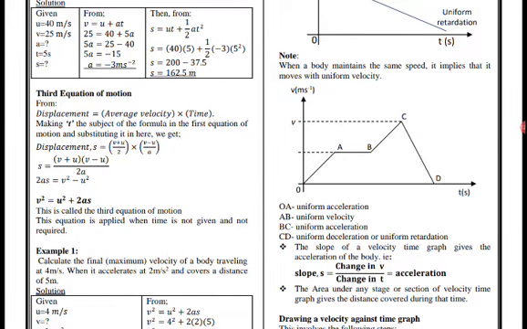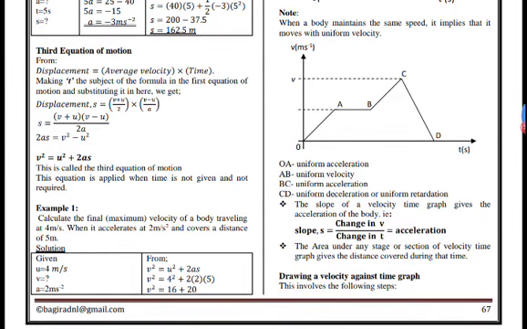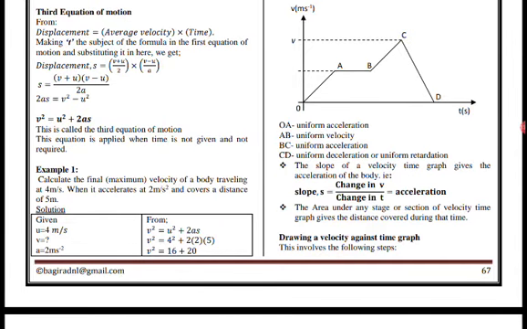The slope of a velocity time graph gives the acceleration of the body. From mathematics, you looked at the slope as change in y over change in x. In this case, our x is t, and then our y is v. Therefore, the slope is change in v over change in t, which gives us acceleration.